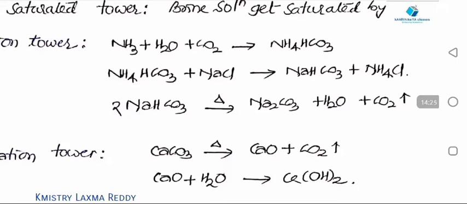Ammonia, water, carbon dioxide fetch ammonium bicarbonate. In some books they will give you ammonium carbonate, then further ammonium bicarbonate. You can write it either way. However, it is going to form ammonium bicarbonate. When it reacts with NaCl, it forms sodium bicarbonate. Then sodium bicarbonate will give you sodium carbonate on heating.